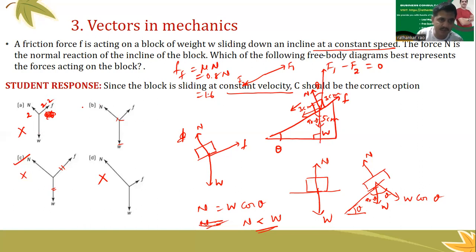So which is the last option? This is the last option. Now let us see what all it satisfies. You see, this N is less than W. This length is much lesser than this W. And then N is greater than the frictional force vector. So all the constraints have been satisfied, right? So therefore, B is the right option.